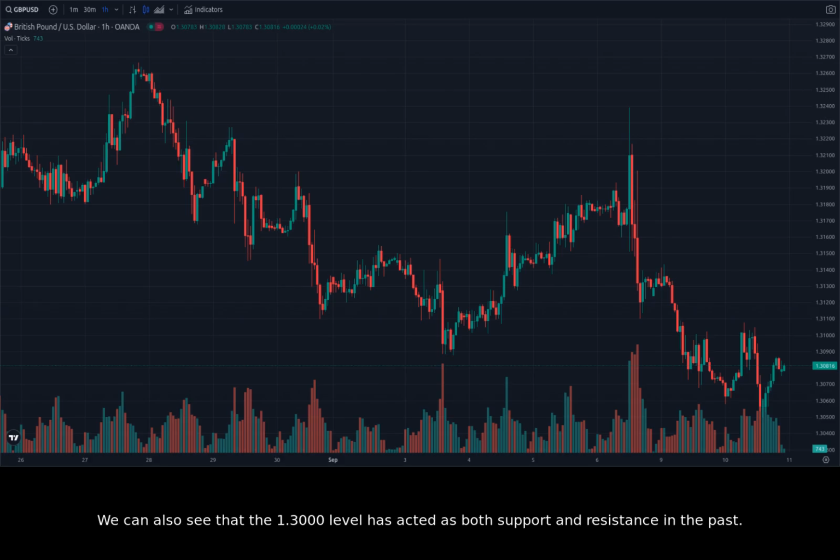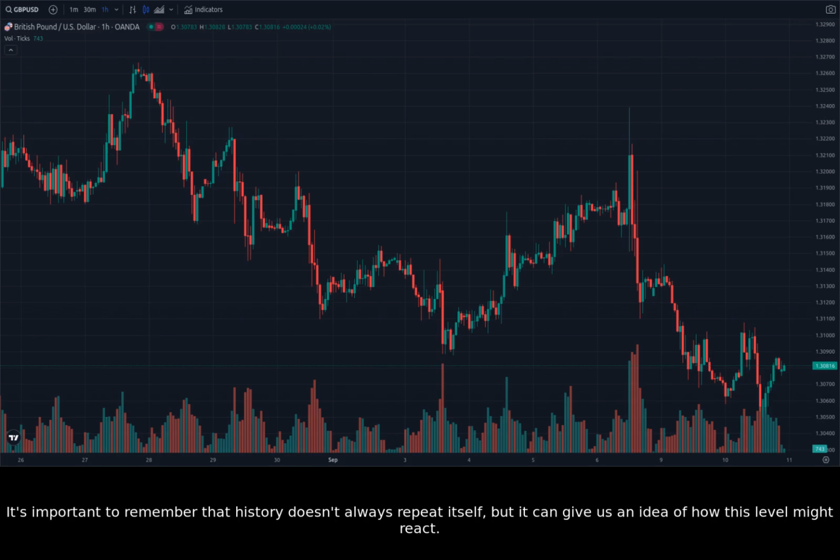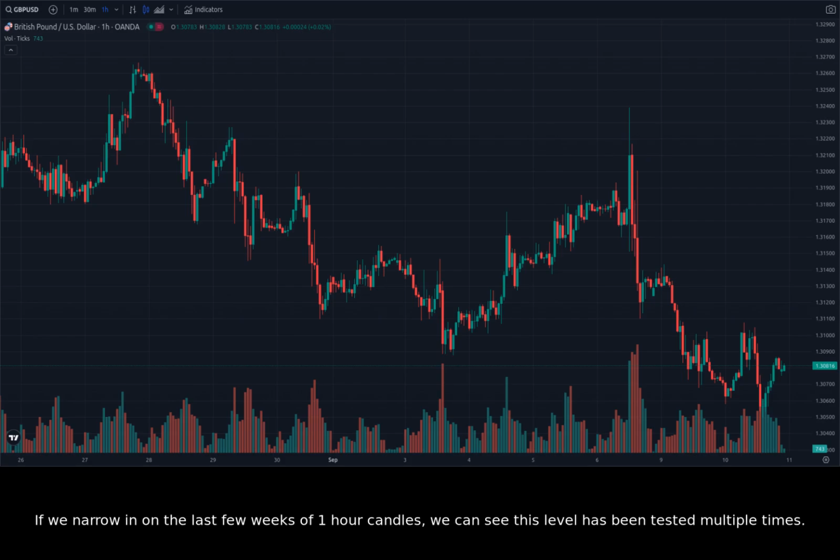It will be crucial to watch how this candle plays out in the coming hours and days. We can also see that the 1.3000 level has acted as both support and resistance in the past. It's important to remember that history doesn't always repeat itself, but it can give us an idea of how this level might react. If we narrow in on the last few weeks of 1-hour candles, we can see this level has been tested multiple times.